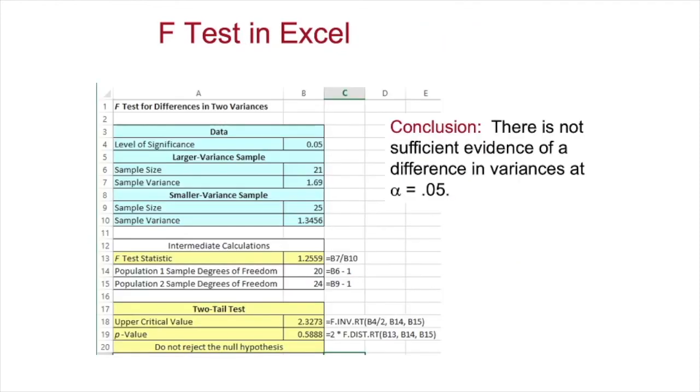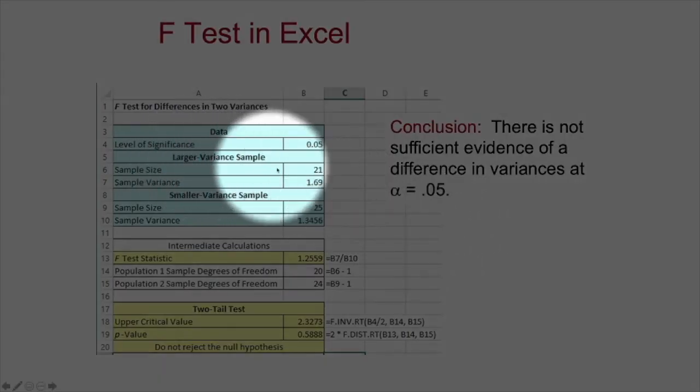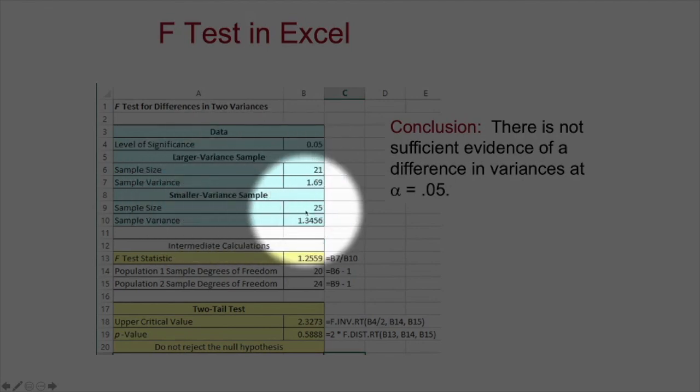What would this look like in Excel? Again, there would be a template, and you would fill in the information relating to the larger variance sample here and the smaller variance sample here.